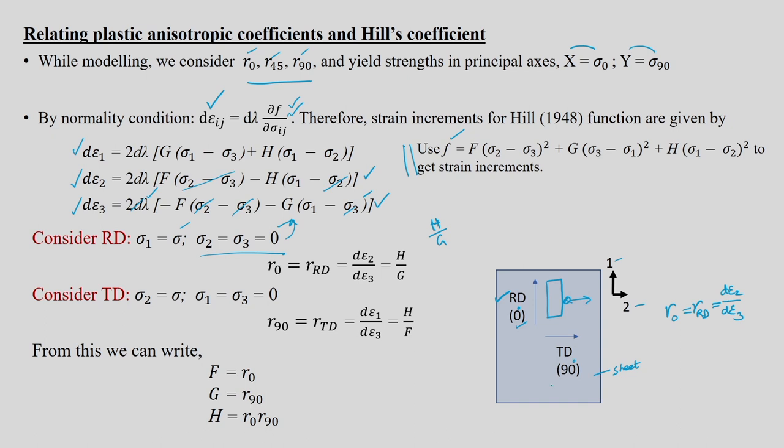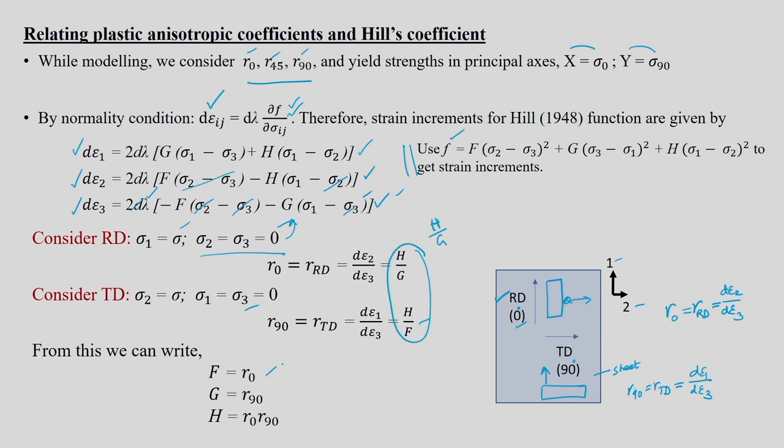Okay. Similarly, I am going to consider the transverse direction. So I am going to cut a rectangular sample and let us find r90. In this case, σ2 will be there, and σ1 and σ3 would be 0. Let us consider the uniaxial situation. Now, if you want to get the r value along 90 degree, let us say r90 or rTD, then for this sample, this becomes the width. So I am going to write dε1 divided by dε3, which is nothing but this fellow divided by this fellow. So you will get h by f. So it is very simple. r0 is nothing but h by g, and r90 is going to be h by f.